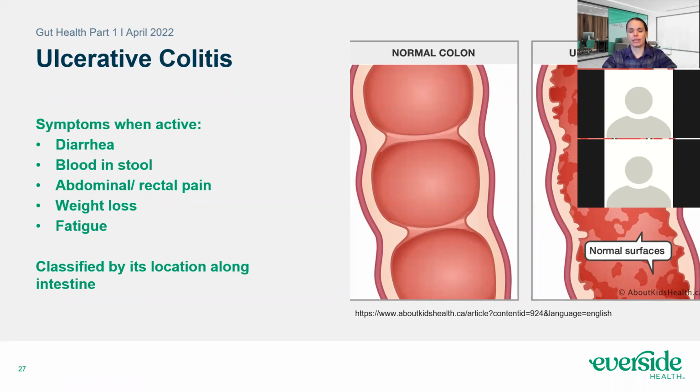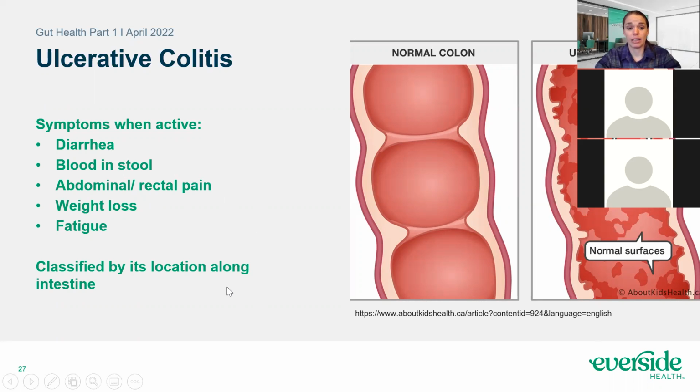Ulcerative colitis, we're going to see kind of similar patterns. But again, this one is not in the entire lining. You're just getting these ulcerations in the colon. So again, you're going to have issues absorbing and digesting things because you have little holes here that aren't supposed to be there. Diarrhea, you get blood in stools, abdominal rectal pain, weight loss, and fatigue.